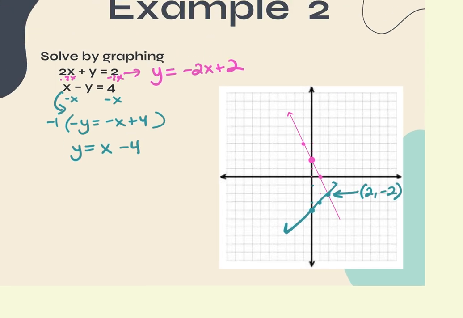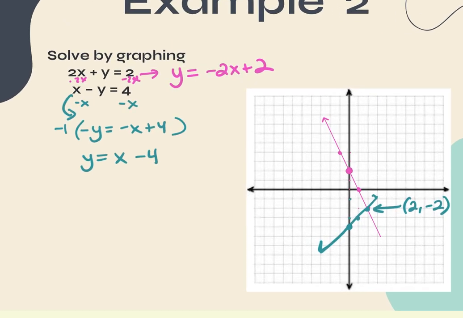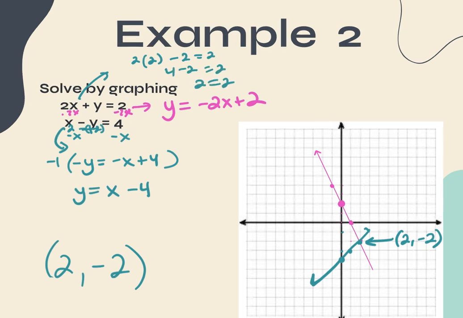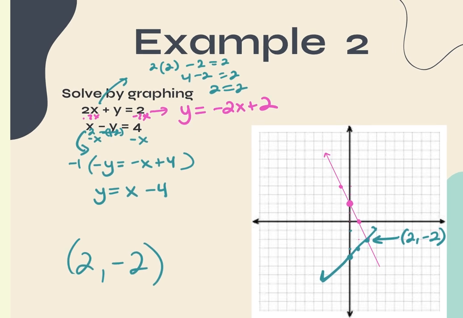Just like the other ones, you can plug that in to check it. Okay, you don't have to, but it's an easy check. This would be 2 minus a negative 2, which is 4, and that works. This would be 2 times 2 minus 2, 4 minus 2, which is 2, and that also works. So again, with extra time, you can always check.